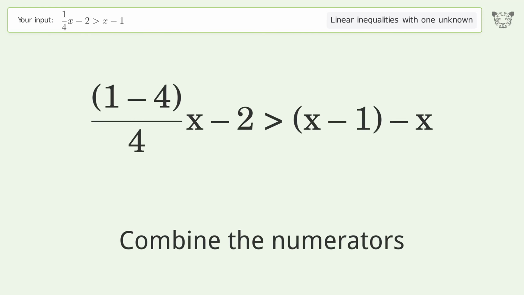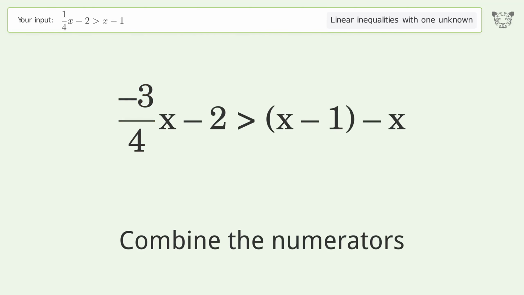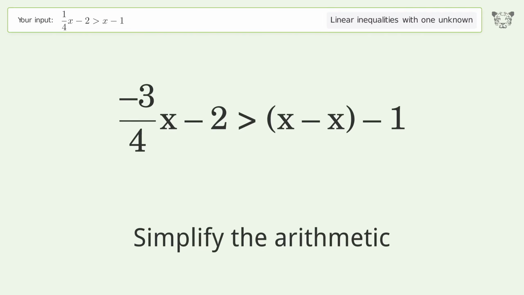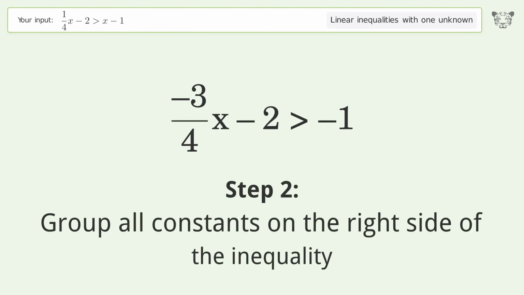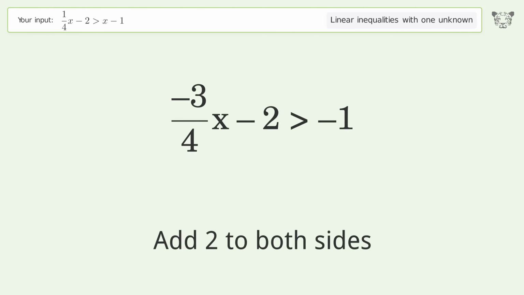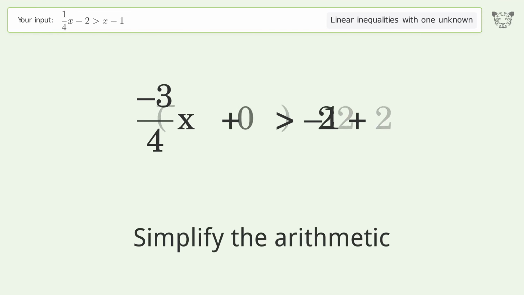Combine the numerators. Group like terms. Simplify the arithmetic. Group all constants on the right side of the inequality. Add 2 to both sides. Simplify the arithmetic.